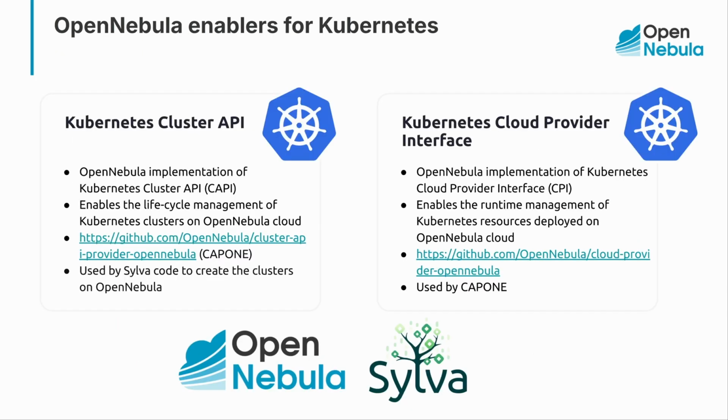To support the deployment of Kubernetes clusters, OpenNebula has implemented two standardized cloud-native interfaces. The first is the Kubernetes Cluster API and our implementation that is codenamed CAPONE, which stands for Cluster API Provider for OpenNebula. This provider allows the full lifecycle management of Kubernetes clusters on top of OpenNebula. Its source code is openly available and it's used directly by the Sylva framework to create both management and workload clusters. The second one is the Kubernetes Cloud Provider Interface.